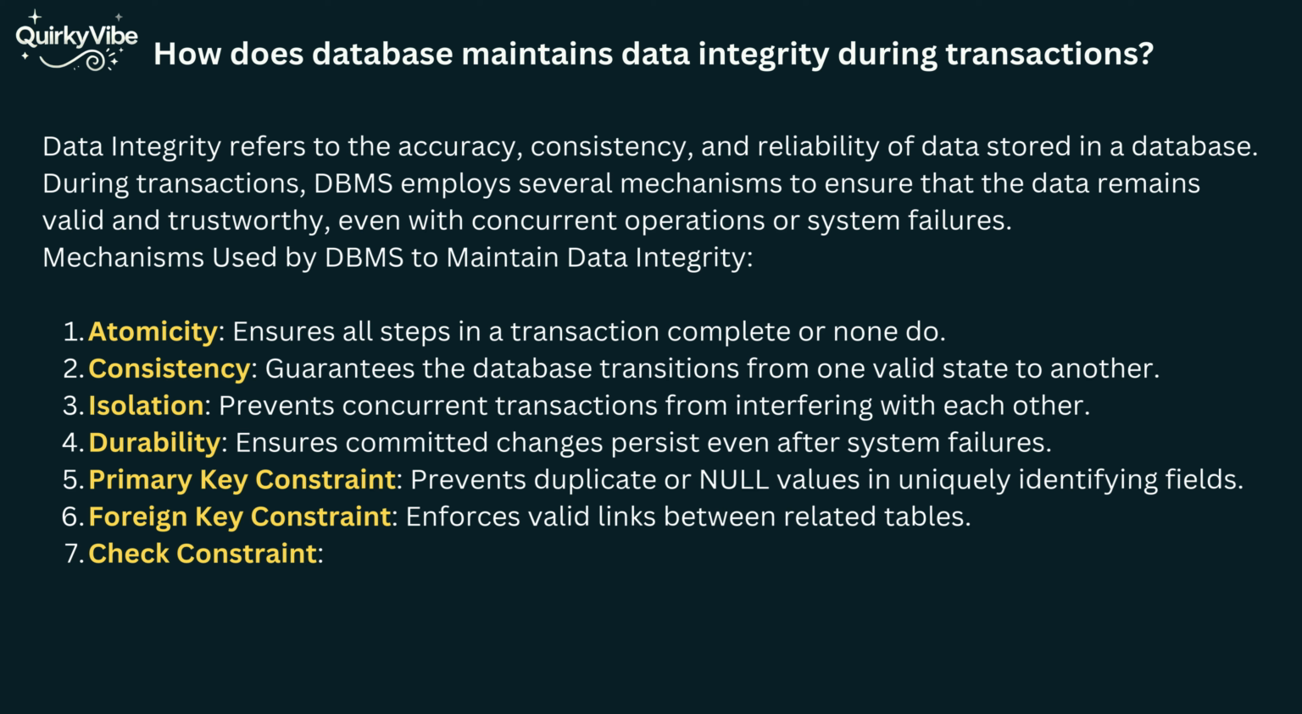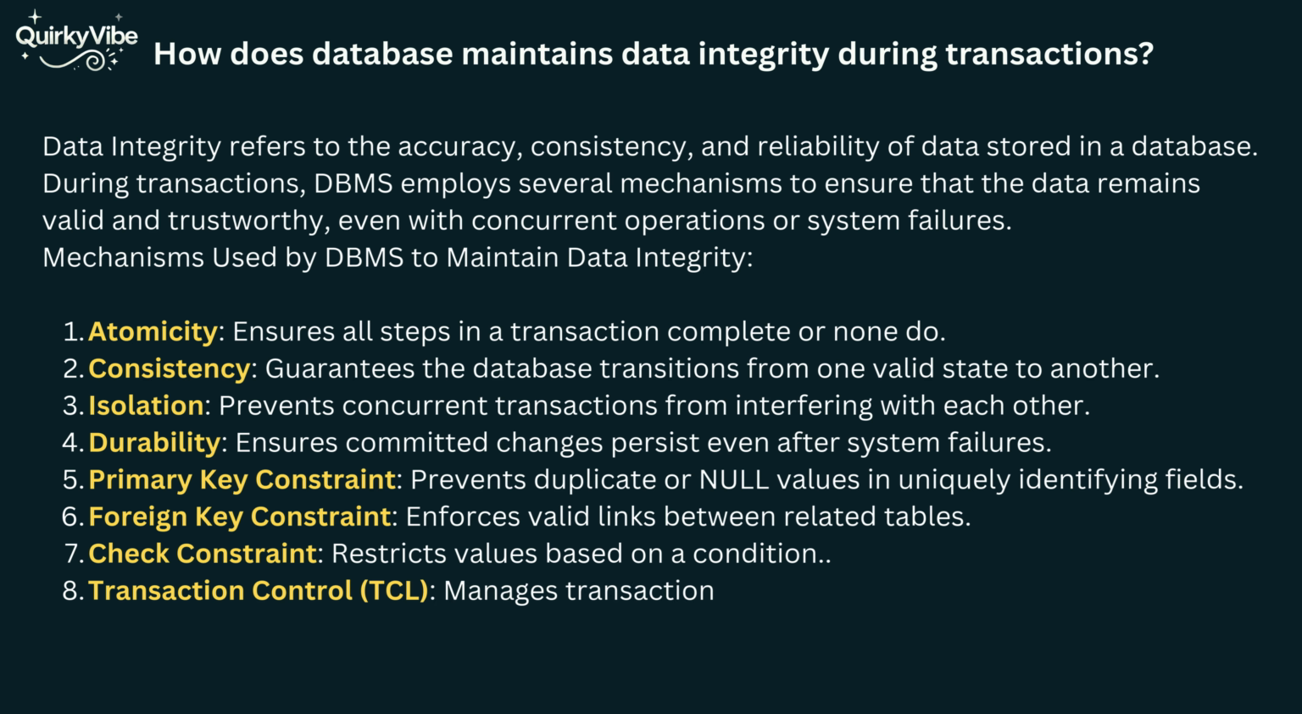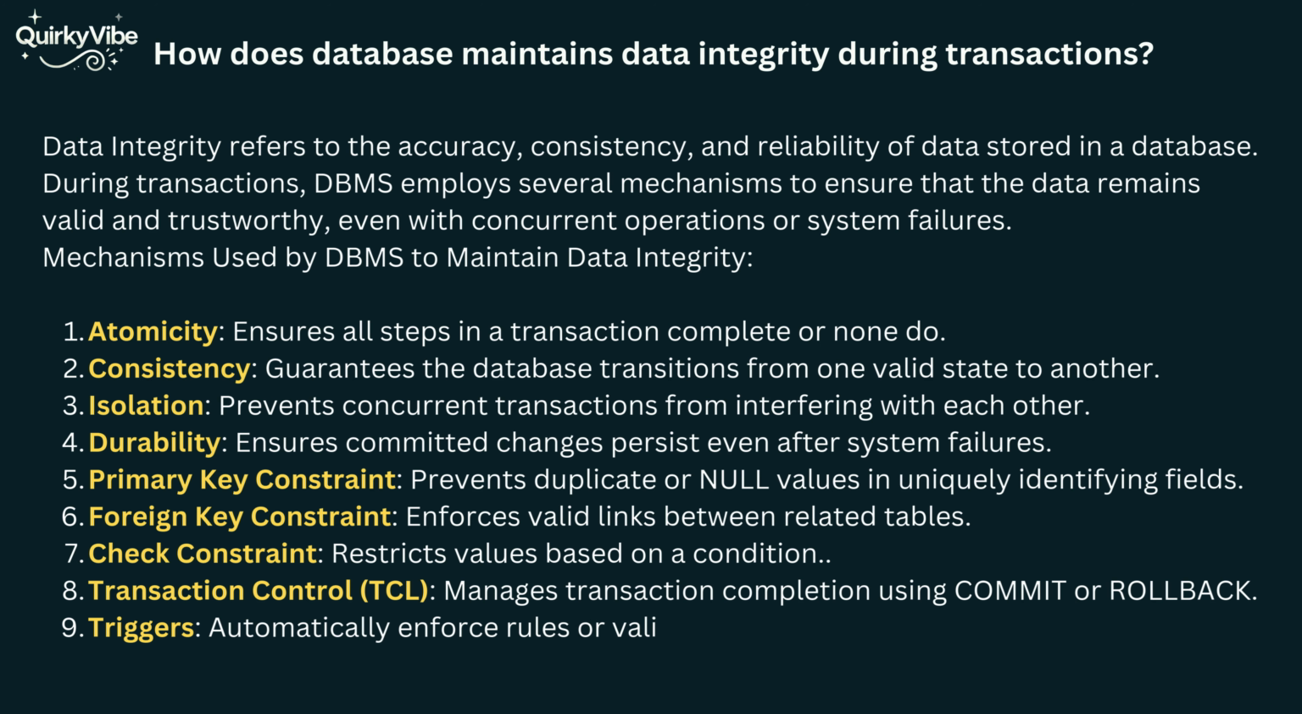Check constraint restricts values based on a condition. Transaction control (TCL) manages transaction completion using commit or rollback. Triggers automatically enforce rules or validations during data operations.